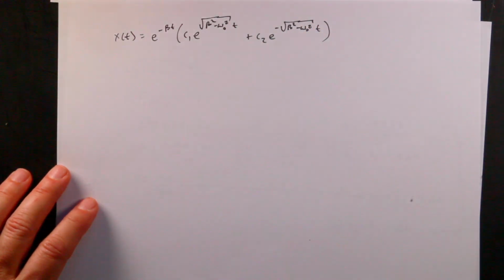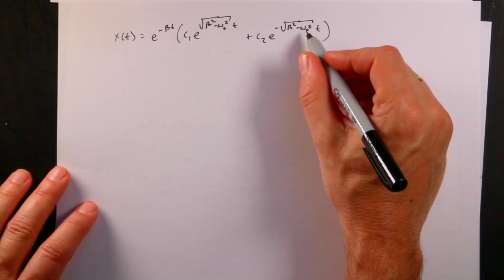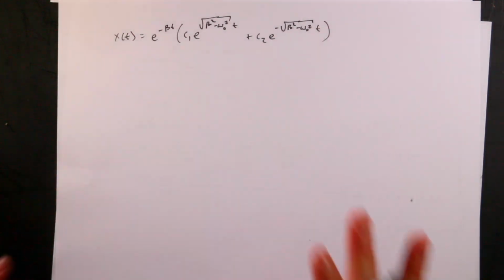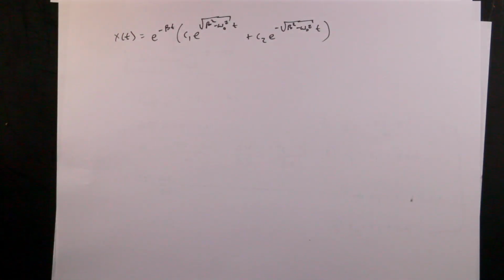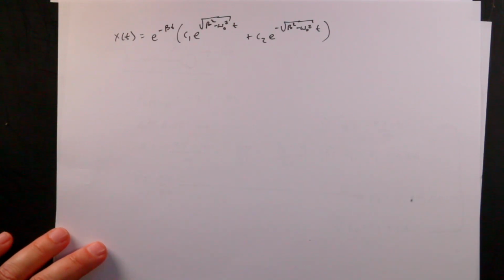Now, the problem is that if beta is less than omega, then that's going to give me an imaginary number. And Python's like, I don't know what you want me to do. It's an imaginary number. I don't know how to handle that. You've put me in an uncomfortable situation, and I feel uncomfortable. That's what Python actually says.